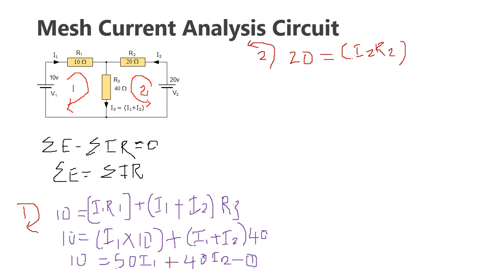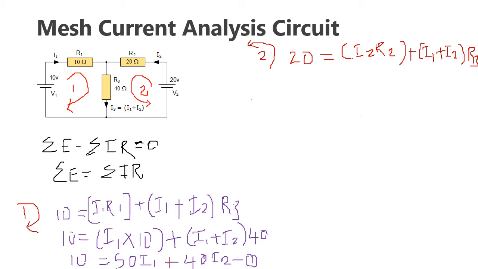I2 into R2. Then in this path the current flowing downward is I3, but I3 is equal to I1 plus I2. So I am directly going to apply I1 plus I2 into R3. We need to put plus here because the I3 current is flowing in the same direction as my loop direction. Therefore plus, within brackets, I1 plus I2 into R3. So this is our equation number 2.